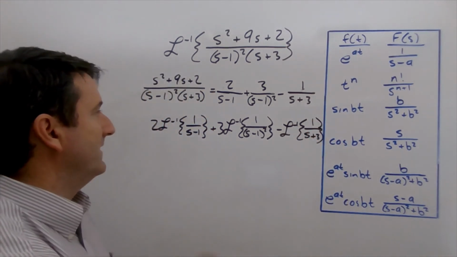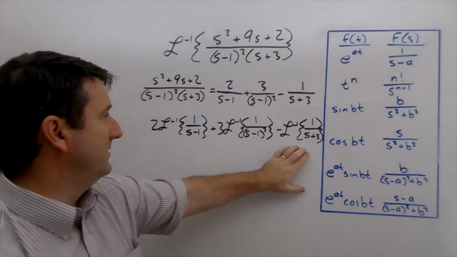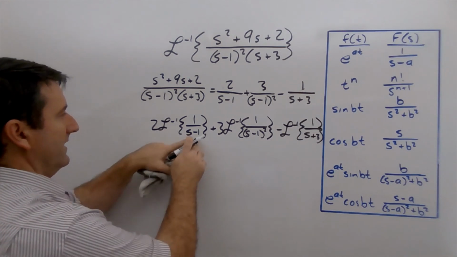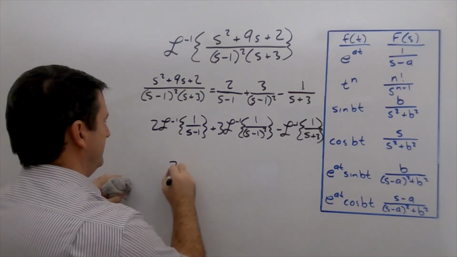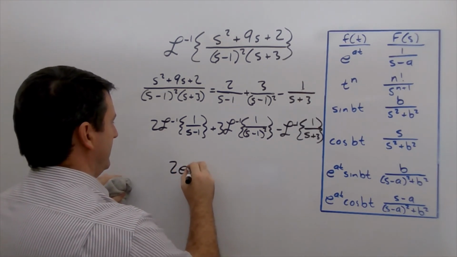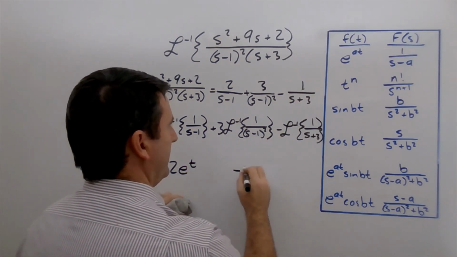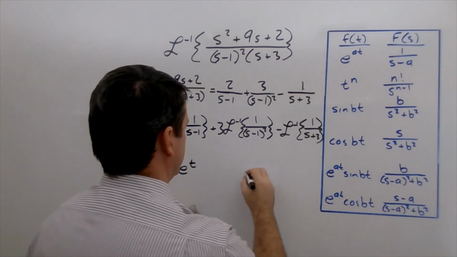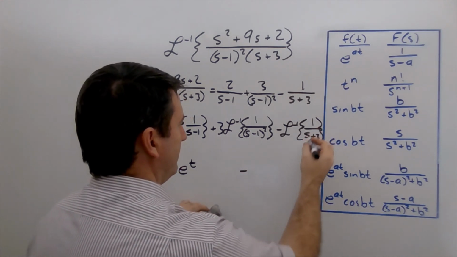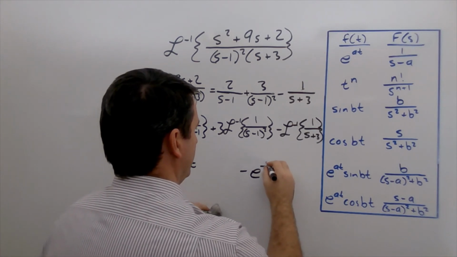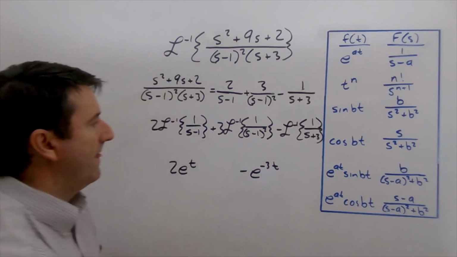All right. Now, these two are just like this. It's just going to be e to, in this case, 1t. So this is going to be 2 times e to the t. This one's going to be negative e to the negative 3t.